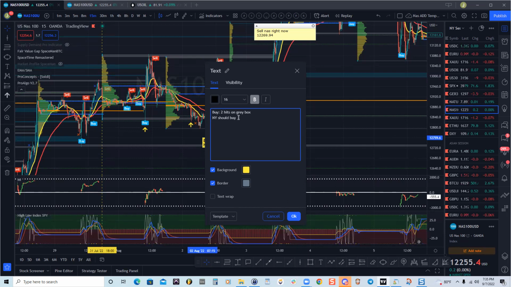How many times do you need to see this until you figure out I trust this 100%? 10, 20, 30, 100, 1,000. How many times would you need to see this setup in order to say that? If I say 2 hits on gray box, New York should be buying. I backtest this 100 times. So backtested 100 times. Would that be enough for you to say in 2 weeks, if you see 2 hits on a gray box, you buy it automatically, not even thinking about it? Yeah.